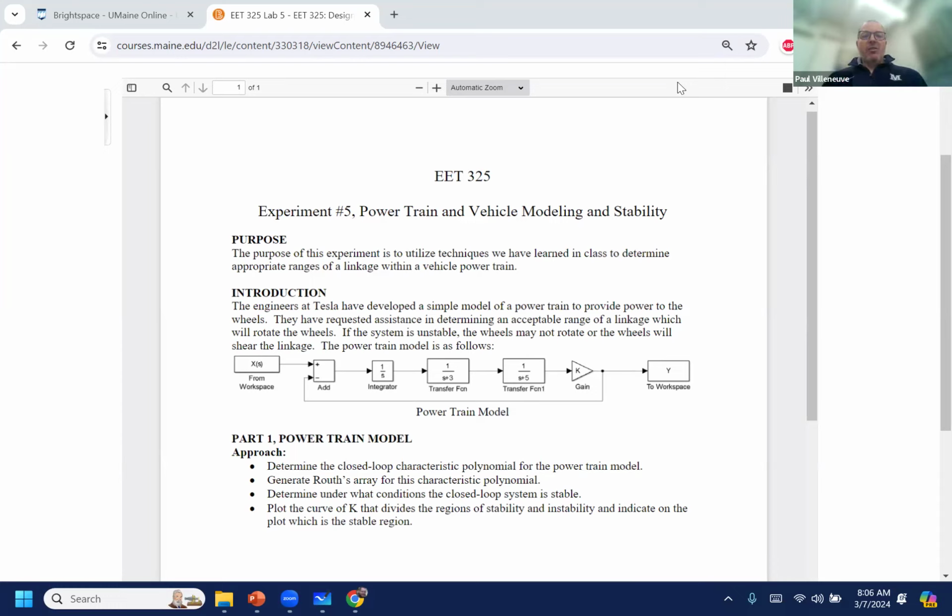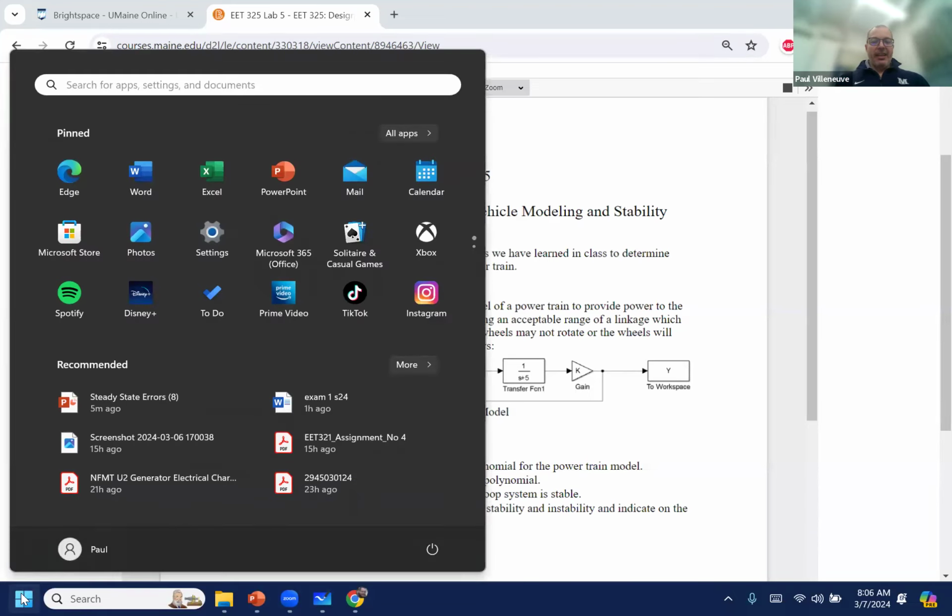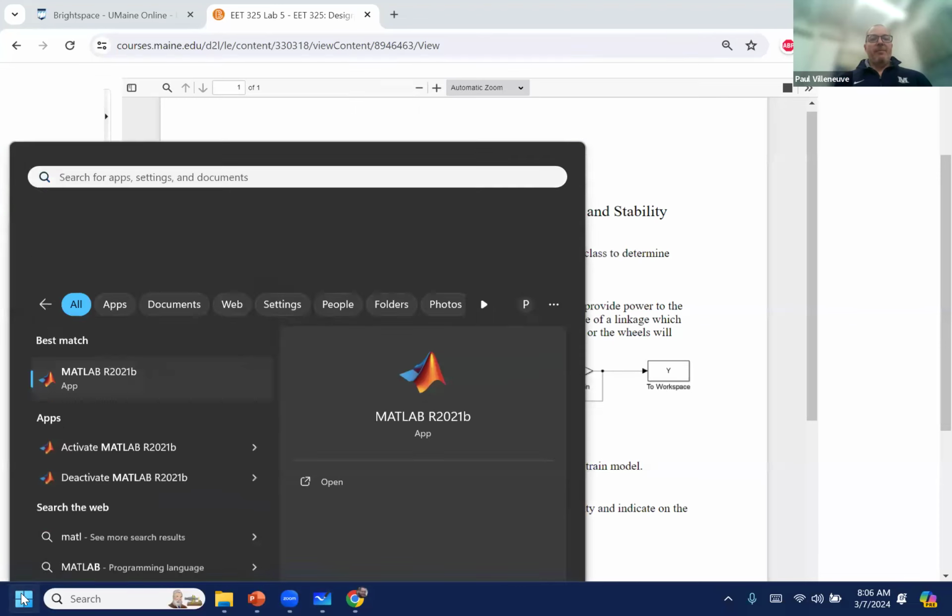All right, so the last question is: plot the curve of K that divides the regions of stability and instability, and indicate on the plot which is the stable region. So that immediately should tell you that you have to do a pole-zero map, correct? Because when we talk about stability, it's either in the left-hand half plane or in the right-hand half plane. So that's the only one that you'd indicate. So the next question is, does anybody have their lab that they can give me the transfer function?